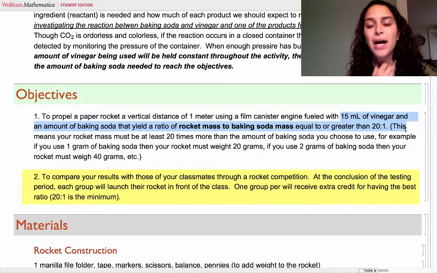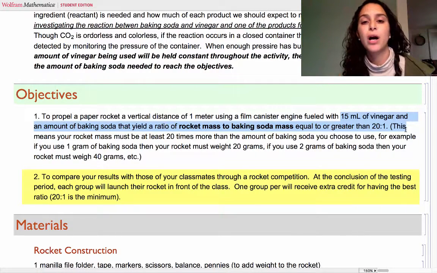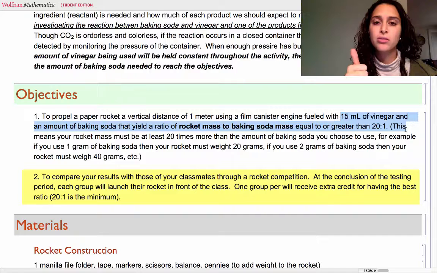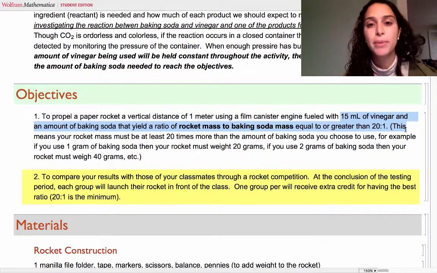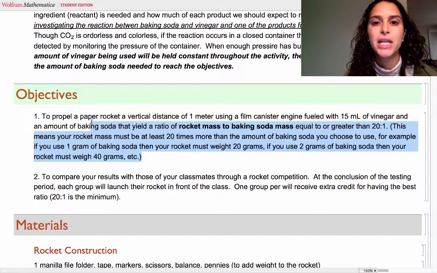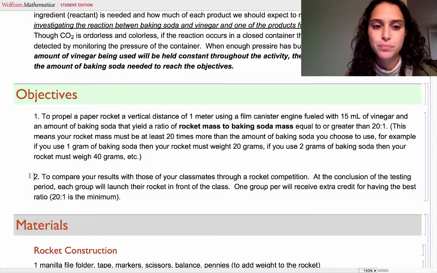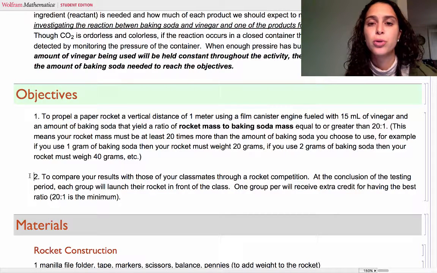Objective two is the competition. So what we'll do is we'll have a day set aside where we will launch our rockets. Whoever's rocket reaches that meter mark and has the biggest ratio, so the biggest rocket mass to baking soda mass ratio, will win the competition and gets extra bonus points. Okay? But if you don't fulfill objective one, then you can't be in the running for objective two, which is the contest. So those are the two goals of this project.